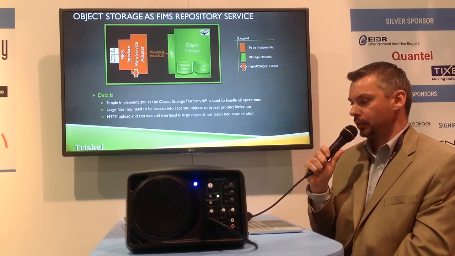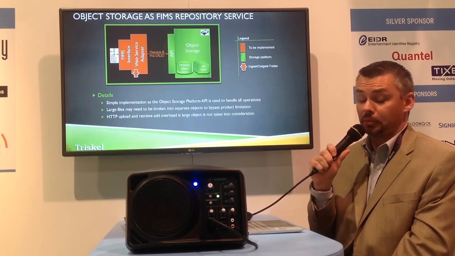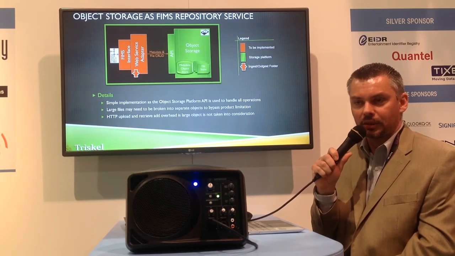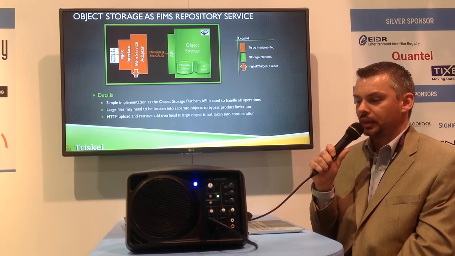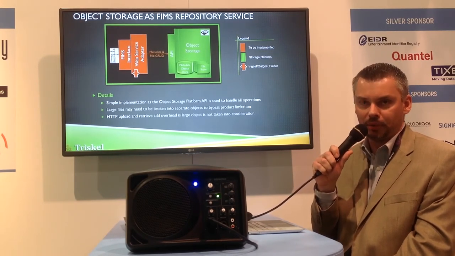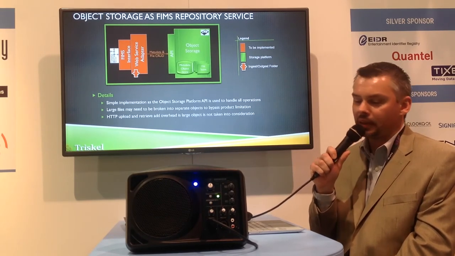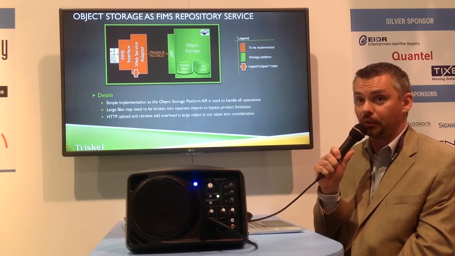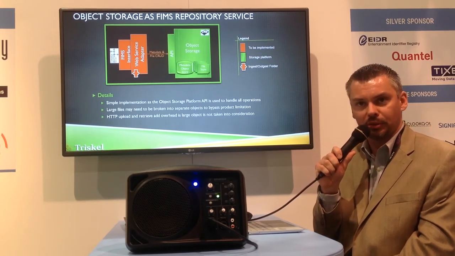Second scenario, your storage system supports an object-based storage. Well, that's a very easy implementation because typically those APIs contain all of the information that is required from a FIMS repository interface implementation. It can deal with metadata, it can deal with files. The limitation that you're going to have, as I said, is typically on the file size. When you start dealing with files that are more than 5 gigs, well, you may not be able to use that type of repository.